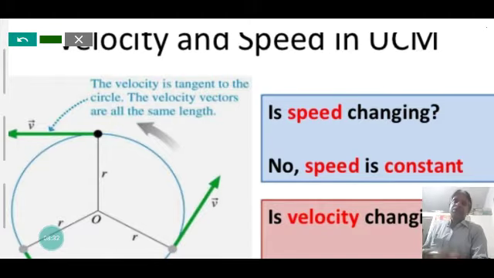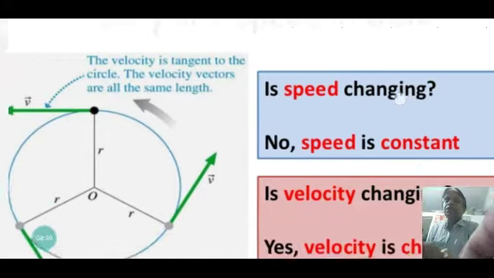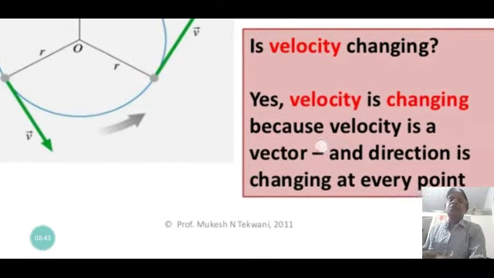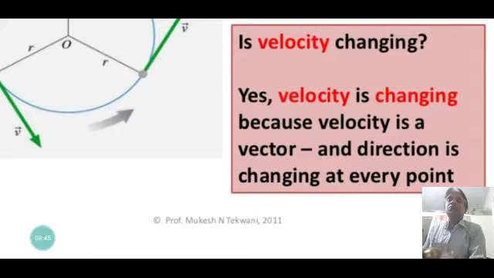Here the question is: does the speed change? The answer is obviously no, speed is constant. Now, does velocity change? Yes, because the direction of the velocity vector is changing at every point and every instant of time. So uniform circular motion is an example of accelerated motion.